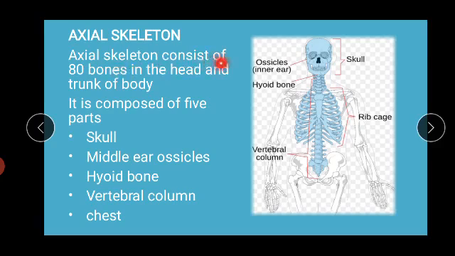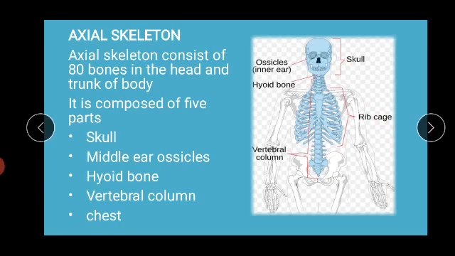The axial skeleton consists of 80 bones in the head and trunk of the body. This is your head, and this is the region called the trunk of your body, and a total of 80 bones come in this region, and it is composed of 5 parts. Number 1 is the skull, then the middle ear ossicles, hyoid bone, vertebral column, and chest. You can see from this picture, this is your skull, ossicles, hyoid bone, vertebral column, and rib cage.